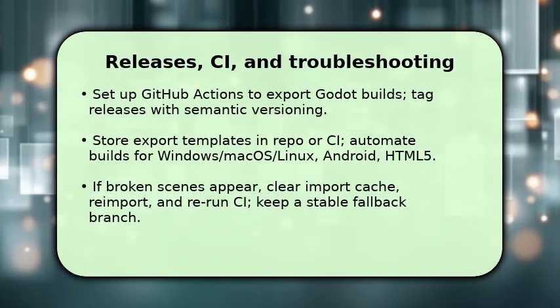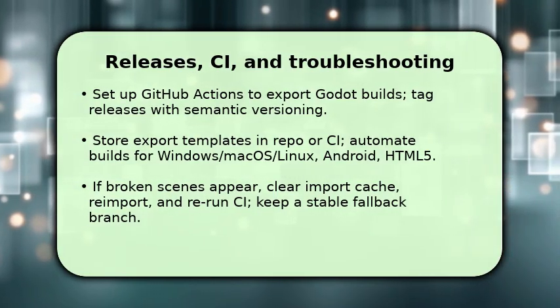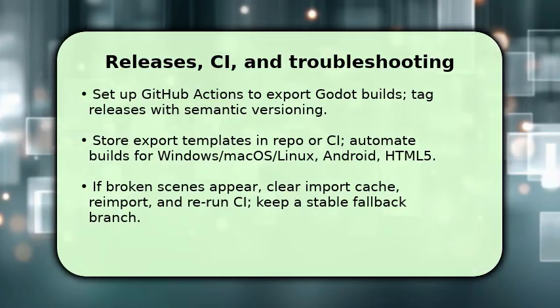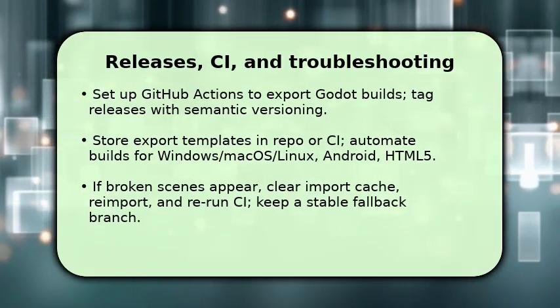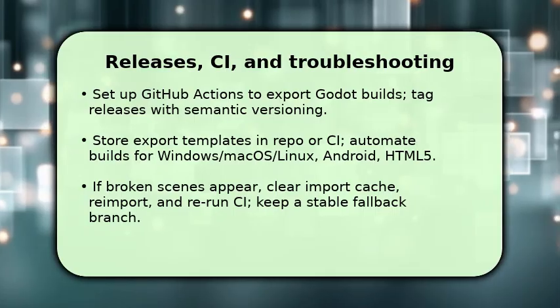Finish by automating releases and protecting your main branch. Add a GitHub Actions workflow that installs Godot, uses exported templates, and builds artifacts for target platforms. Tag releases semantically and upload build artifacts to GitHub releases.